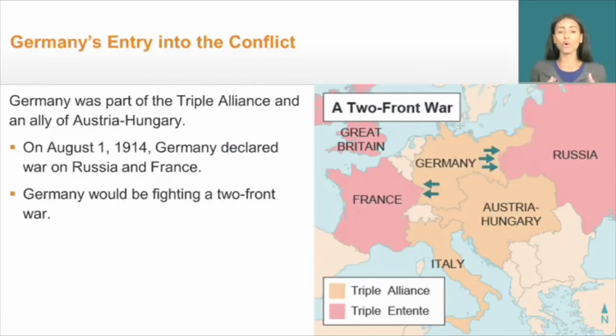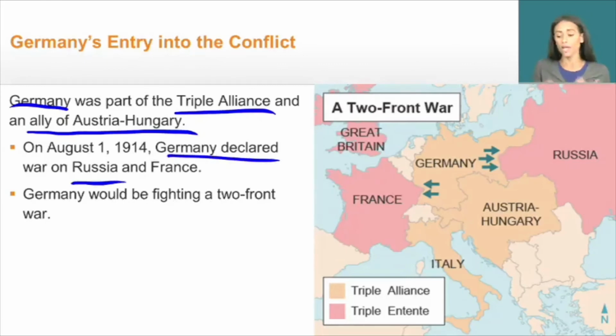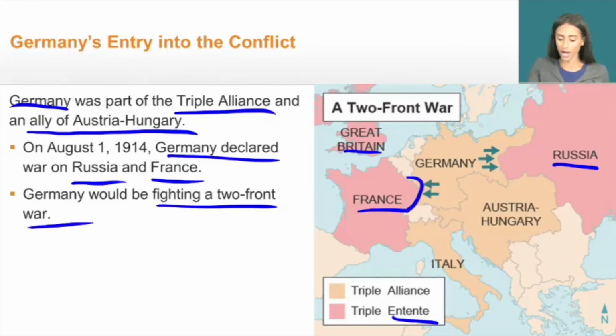So Germany is going to get involved in the conflict at this point, because Germany is part of that Triple Alliance and therefore an ally of Austria-Hungary, remember? And so by August 1st of 1914, Germany has declared war on Russia, and because Russia is part of the Triple Entente and therefore an ally of France and Great Britain, France is going to get involved in this war too. And so as a result of this, we're going to find Germany fighting a two-front war, fighting France on this side and Russia on the other side.